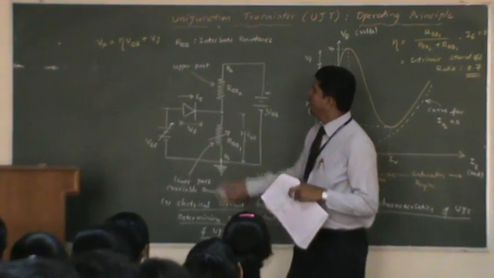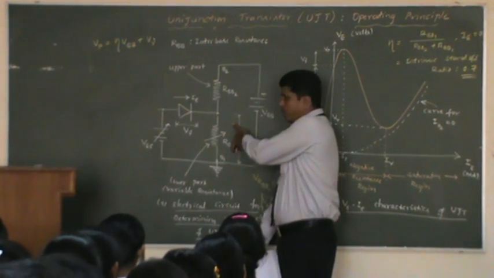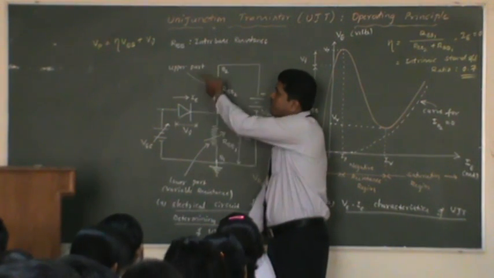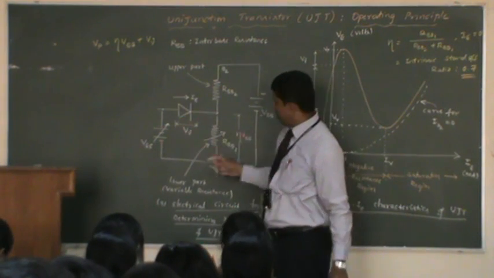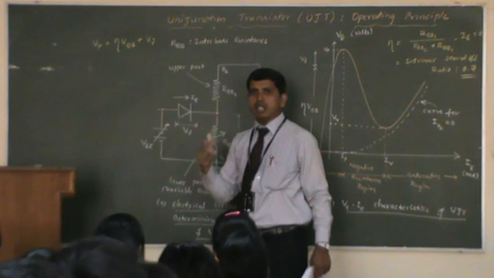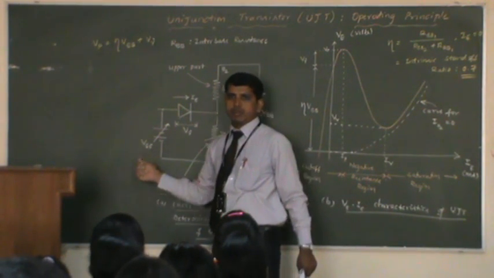Do you understand this? What is Vp, meaning? The sum of this voltage plus this voltage is indicated as Vp, the peak voltage. You understand this peak voltage? It is just the sum of this voltage and this voltage, because Vp is important for us. Based on Vp, I can decide what voltage I must apply here.